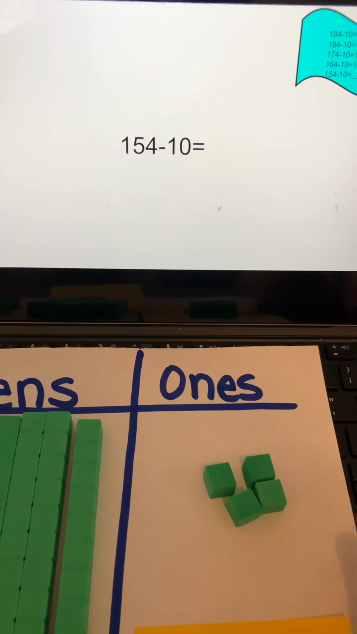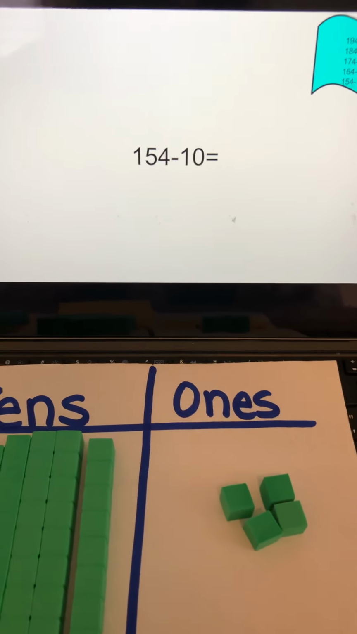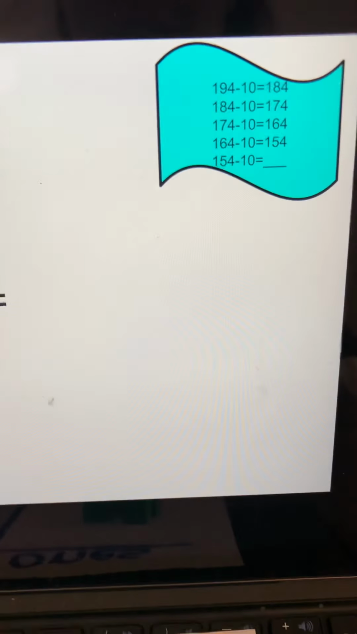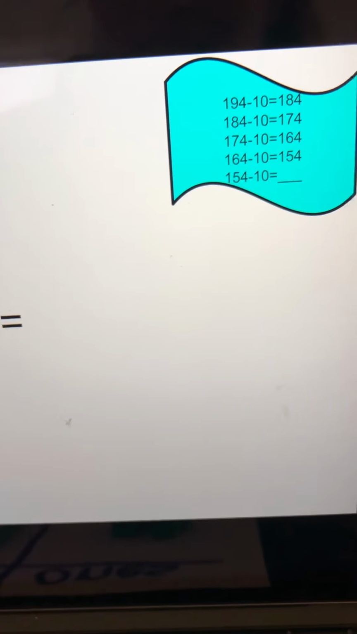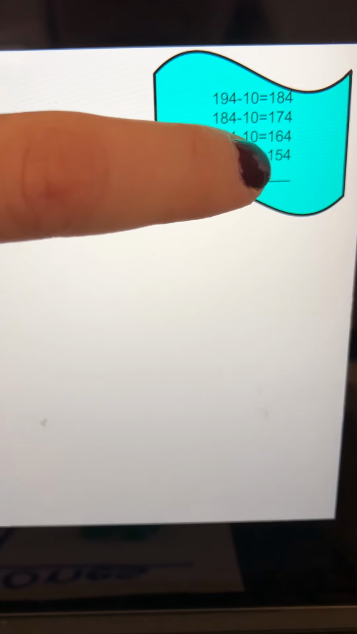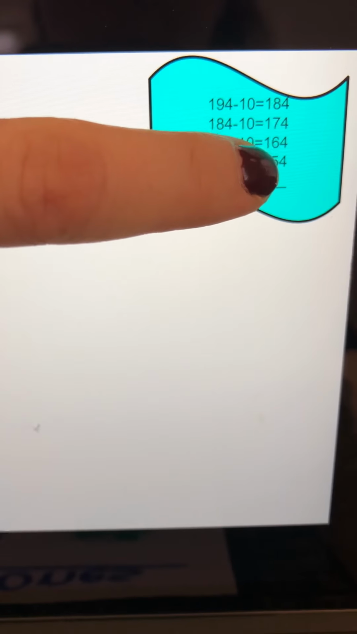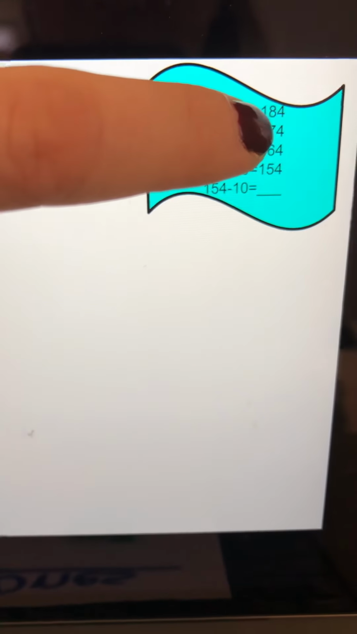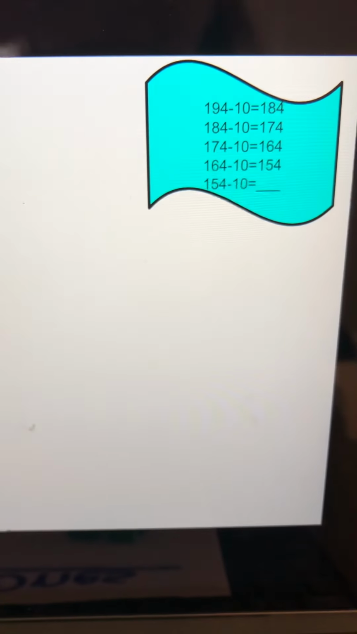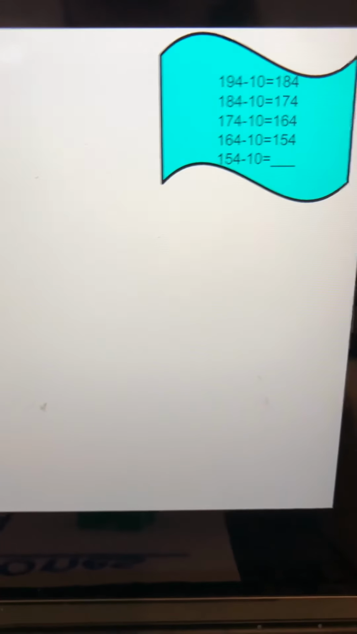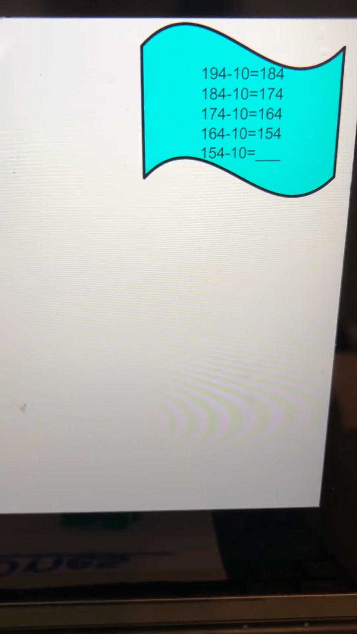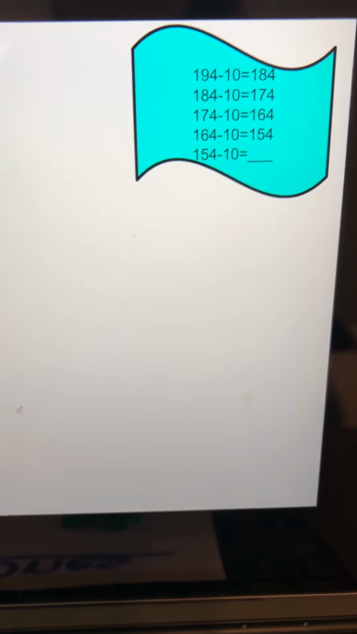Here's our next problem. 154 minus 10. If you guys need to look at that pattern again, we were right with the last one, looking at the pattern. Our ones stay the same, and our tens place value decreased by a 10. I don't think you need any help from Mr. Manko. Giving you 20 seconds. What do you think 154 minus 10 equals?